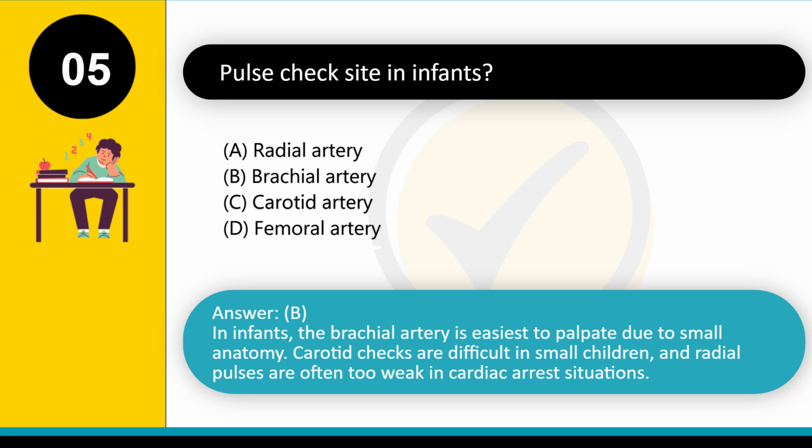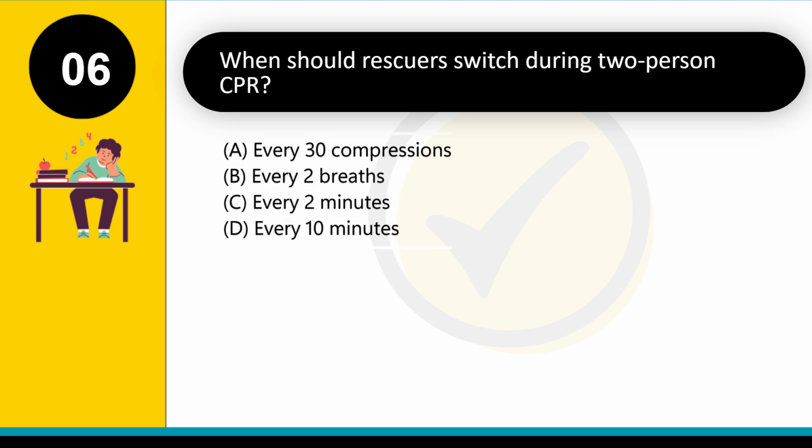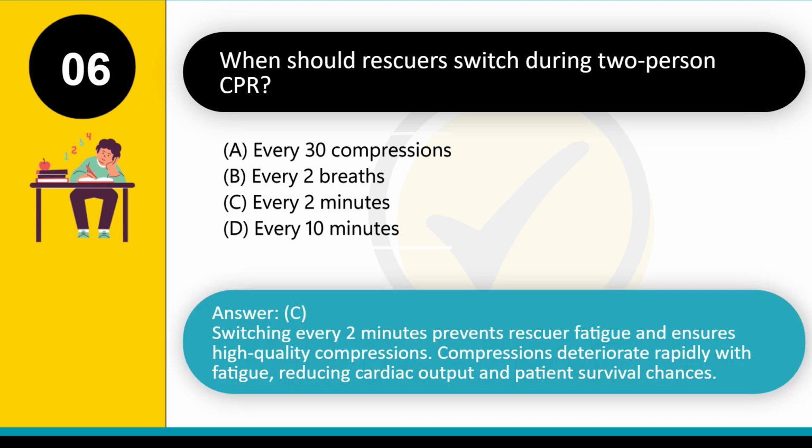Carotid checks are difficult in small children, and radial pulses are often too weak in cardiac arrest situations. When should rescuers switch during two-person CPR? A. Every 30 compressions. B. Every 2 breaths. C. Every 2 minutes. D. Every 10 minutes. Answer, C.